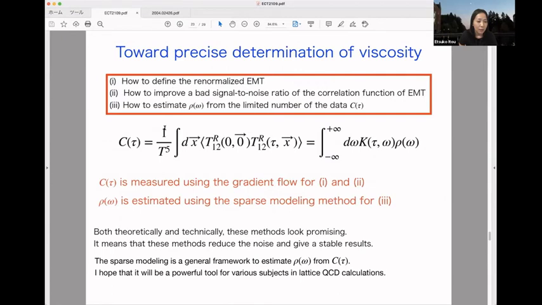So this is my conclusion. Towards the precise determination of the viscosity, the combination of the gradient flow and the sparse modeling method looks very promising in both theoretical and technical meaning. The sparse modeling method itself is a general framework to estimate the spectral function from the correlation function, so it will be a powerful tool for various subjects in lattice QCD calculations.